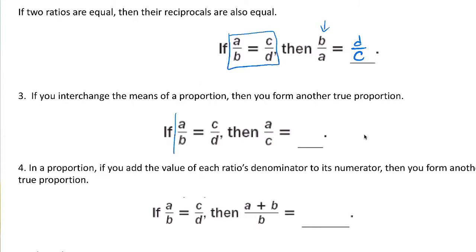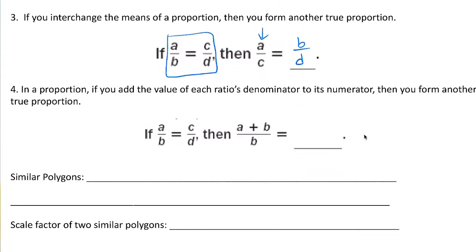Another thing you can do is interchange the means of a proportion, and so looking at this one, again, this is your given proportion. They have the top from the left over the top from the right. So to follow what they have done, we would have the bottom from the left over the bottom from the right. Again, you still have a times d equals b times c, so your cross product is still the same.